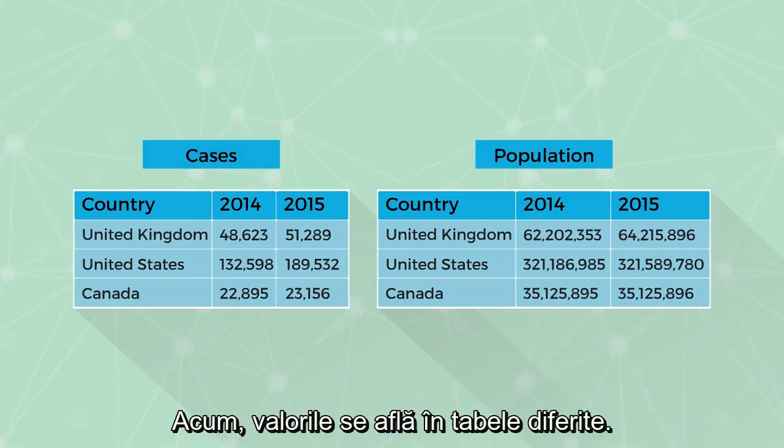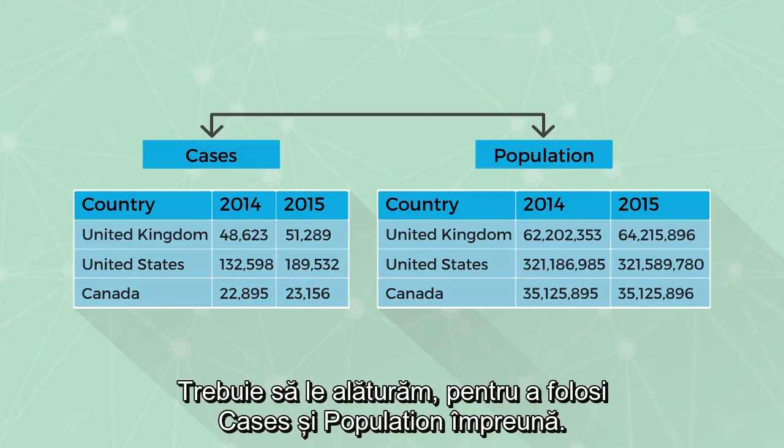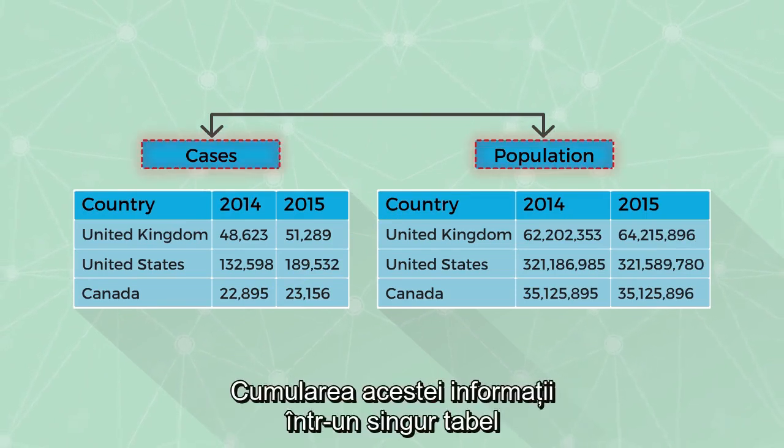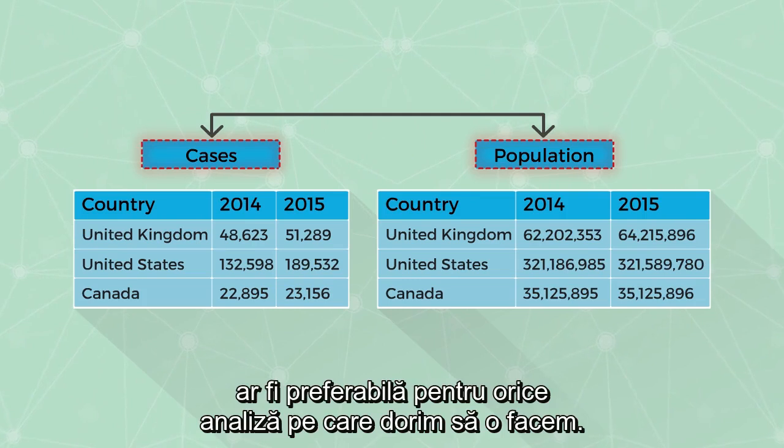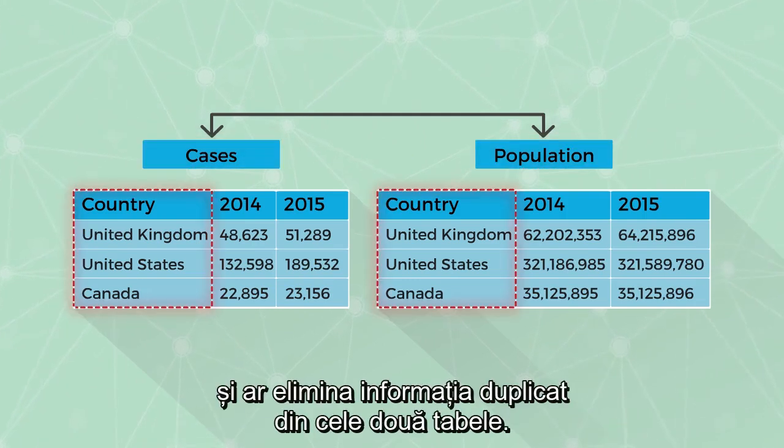Now here, values are in separate tables. We need a join here to use cases and populations together. Aggregating this information into a single table with cases and population as column headings would be preferable for any kind of analysis we'd like to do here. It would certainly speed things up and remove the duplicate country information between the two tables.